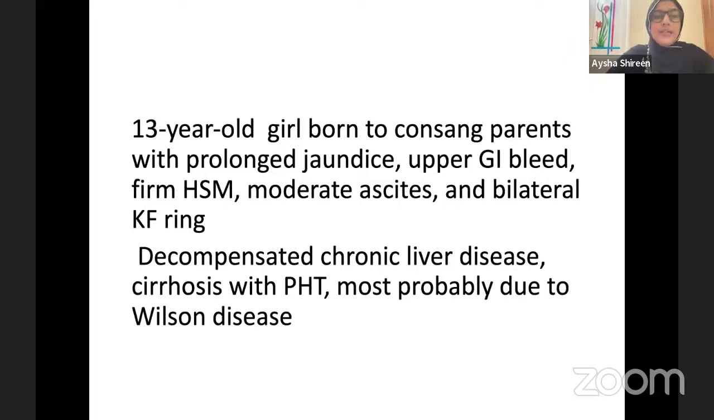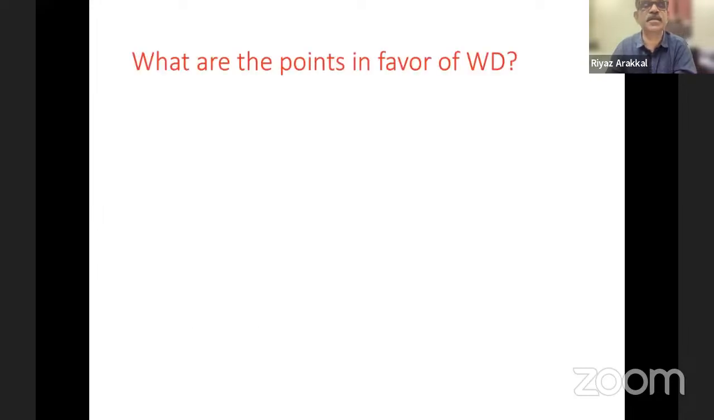A case of decompensated chronic liver disease, that is cirrhosis with portal hypertension, most probably due to Wilson's disease. From clinical findings itself, we can say that this is likely to be Wilson disease because there is no other condition which can cause such a picture with KF ring, if you are sure that this is a KF ring. So what are the points in favor of Wilson disease? Why do you say it's Wilson disease?